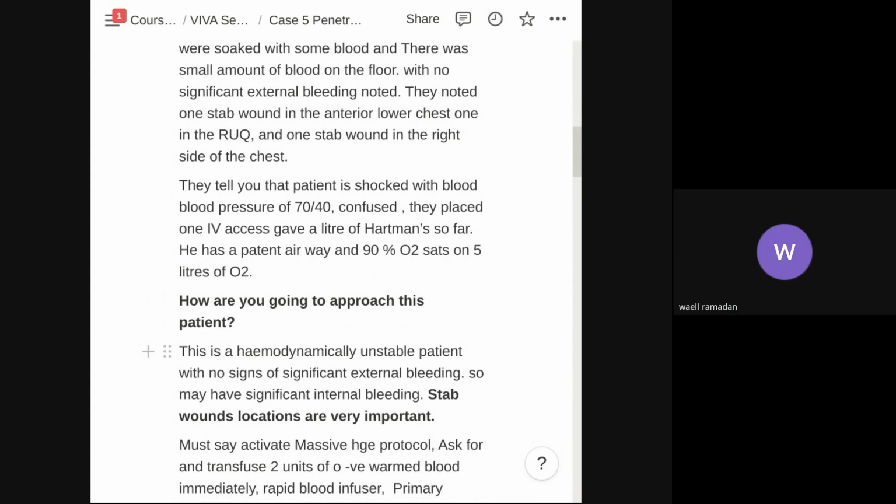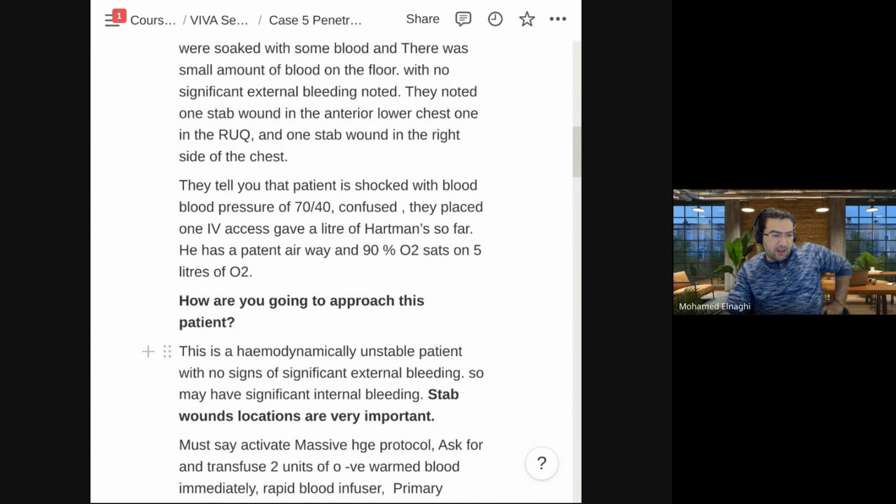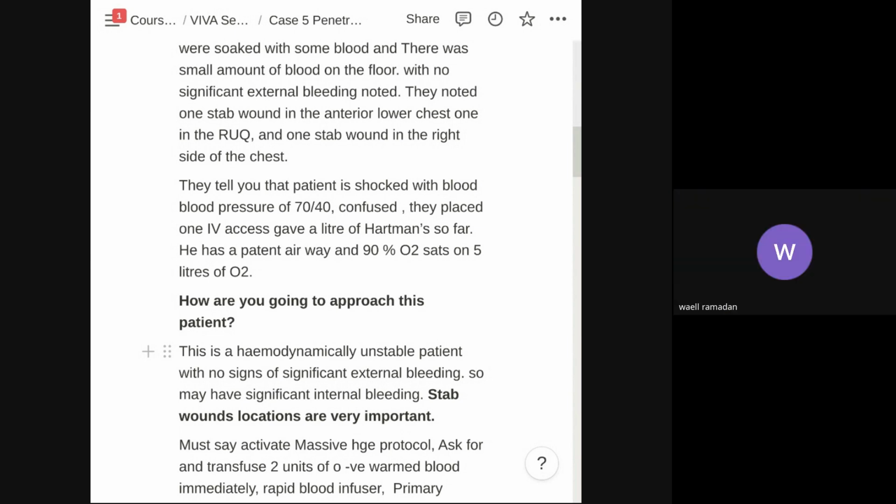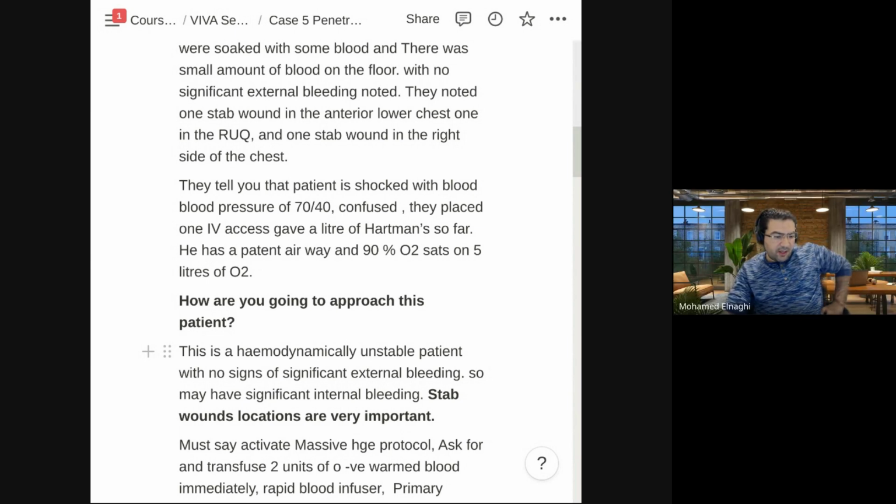Okay, so you see that the patient is hemodynamically unstable. There are no signs of external bleeding. So you think there may be significant internal bleeding, and you want to look at the stab wound locations. So it's an isolated stab injury to the torso. Okay. So one in the anterior chest, one on the right side of the chest, and one in the right upper quadrant.